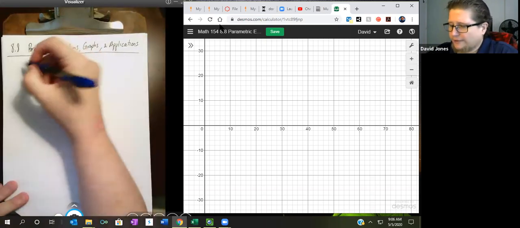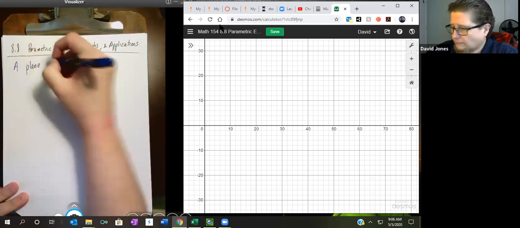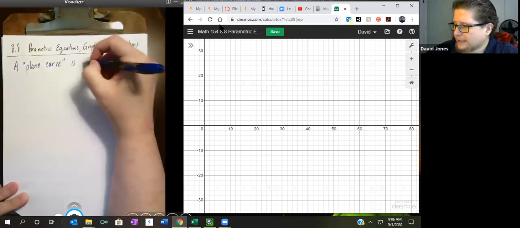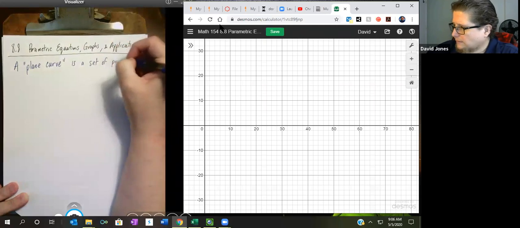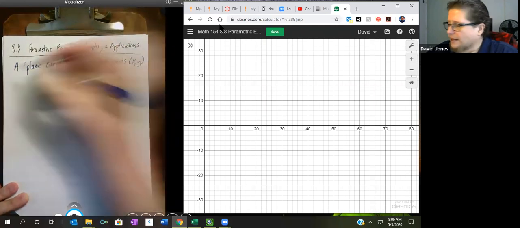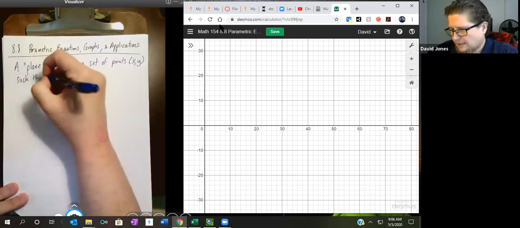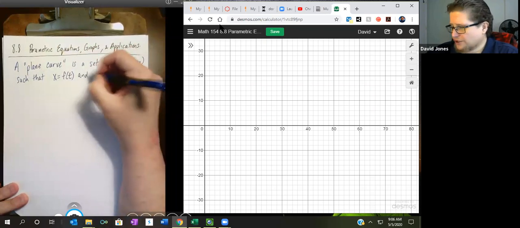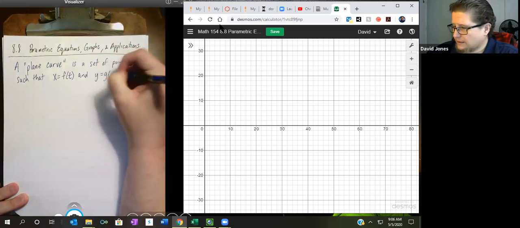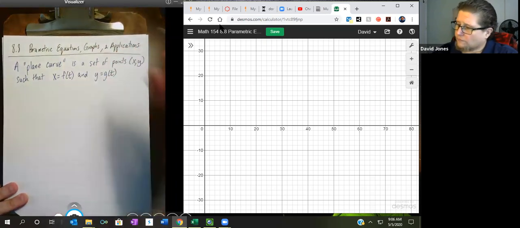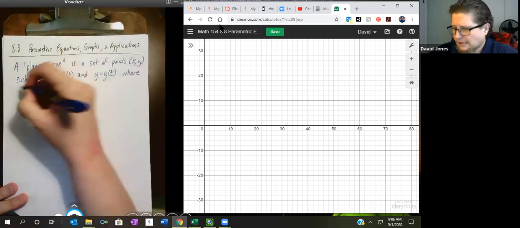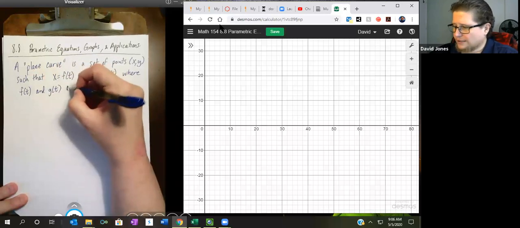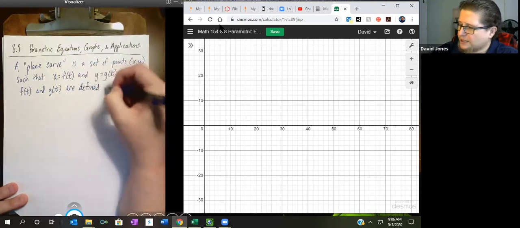A plane curve is a set of points x, y, such that x is a function of t and y is a function of t, where f of t and g of t are defined on an interval, some interval I, on some region.